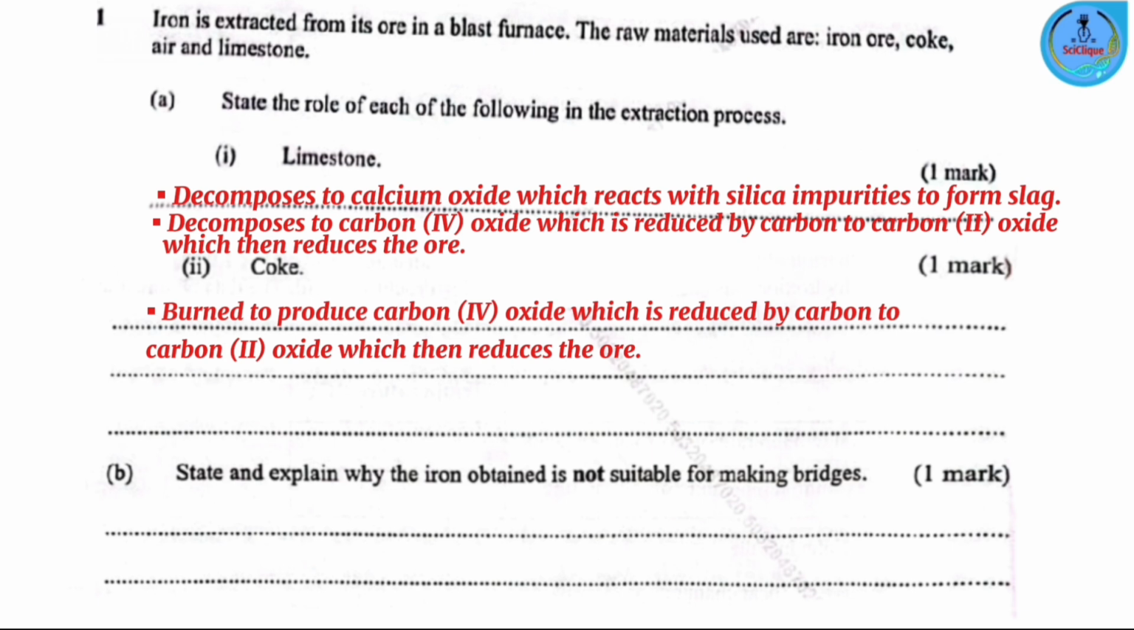Part B. State and explain why the iron obtained is not suitable for making bridges. Now the reason is because the iron obtained is brittle, okay? It's weak and it's not as strong as it should be. The reason why it's not as strong and the reason why it's brittle is because it tends to contain impurities such as carbon. So because of this, it cannot be used to make bridges. Can you imagine how lethal this will be, using brittle iron to make bridges?